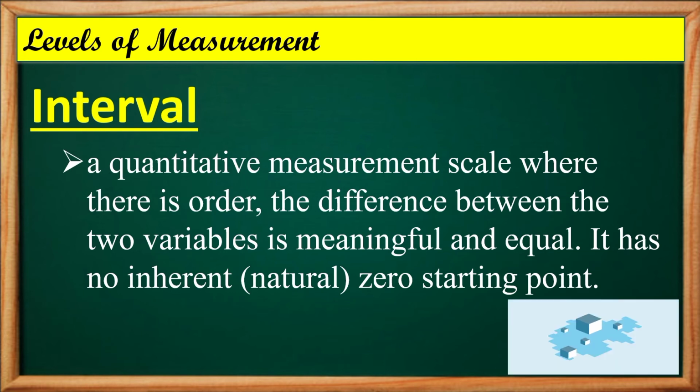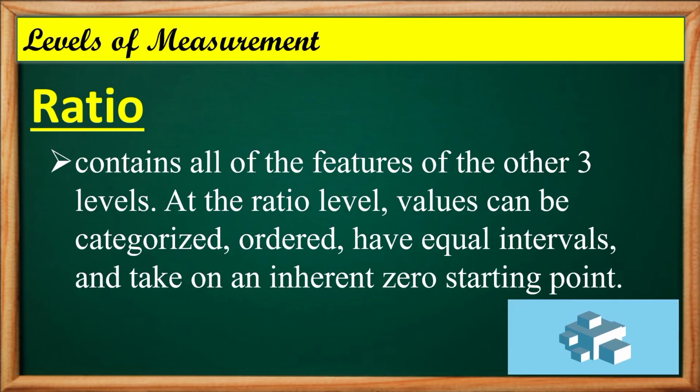Number siya, but the zero has a meaning. Now, ratio contains all the features of the other three levels. At the ratio level, values can be categorized, ordered, have equal interval, and take on an inherent zero starting point. Example, amount of money received: zero means zero amount of money received. Kung sinabi na yung zero, ibig sabihin wala talagang pera. Wala ka talagang pera kapag sinabi yung zero. Okay? Then, that is what we call ratio.